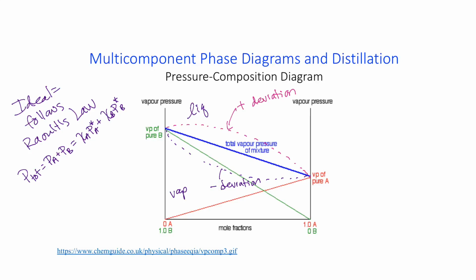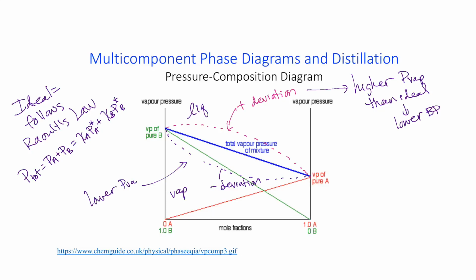All right, so again, positive deviation leads to a higher vapor pressure than would be expected from our ideal. That would then lead to a lower boiling point than expected. And then the negative deviation would lead to a lower vapor pressure than expected, and then again, that would lead to a higher boiling point.